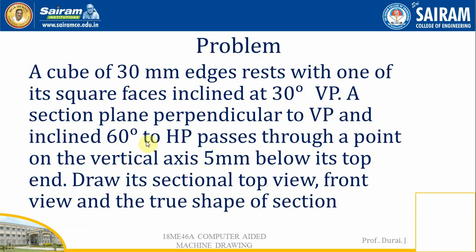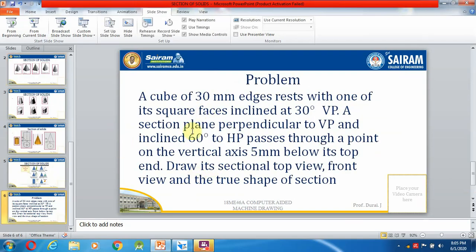So now we are going to see the problem. A cube of 30 mm edges rests with one of its square faces inclined at 30 degrees to VP. A section plane perpendicular to VP and inclined at 60 degrees to HP passes through a point on the vertical axis 5 mm below its top end. Draw its sectional top view, front view and the true shape of the section. So this problem we are going to solve now.